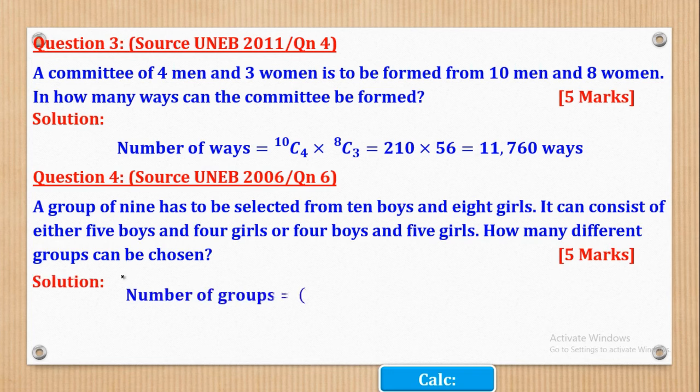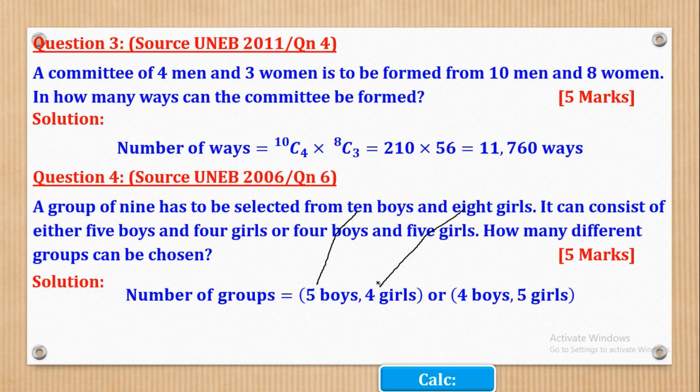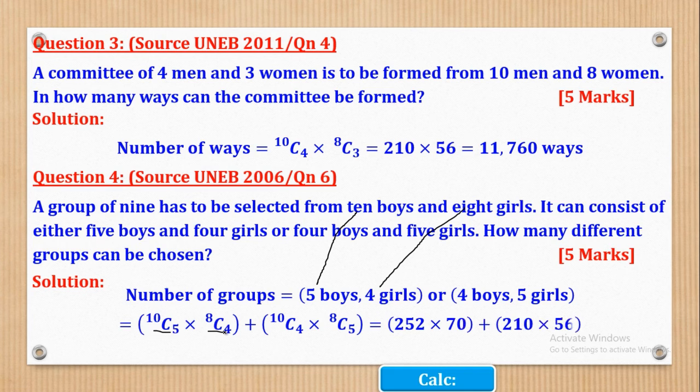So you have two options. It can be 5 boys, 4 girls, or 4 boys, 5 girls. Now remember the total, we have 10 boys. So of 10 you need 5, and of 8 you need 4. Therefore it will be 10 combination 5 multiplied by 8 combination 4. Then here, of 10 you need 4 and of 8 you need 5. Therefore it will be 10 combination 4, 8 combination 5.